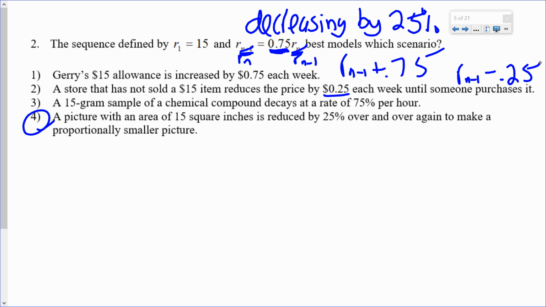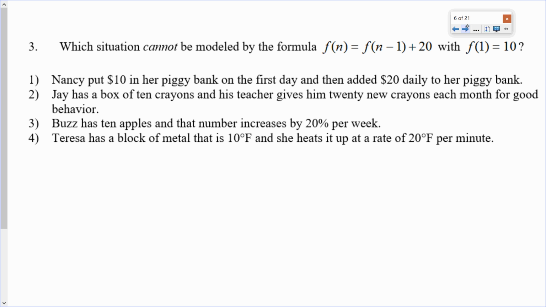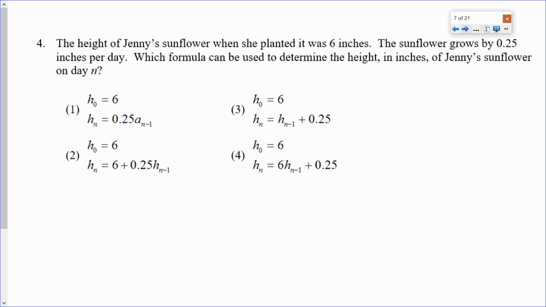A 15-gram sample decays at a rate of 75% per hour. So that's 1 minus 0.75, which would be 0.25 Rn minus 1. That's why choice 4 is your answer. I'm going to skip the one, let you do that on your own.